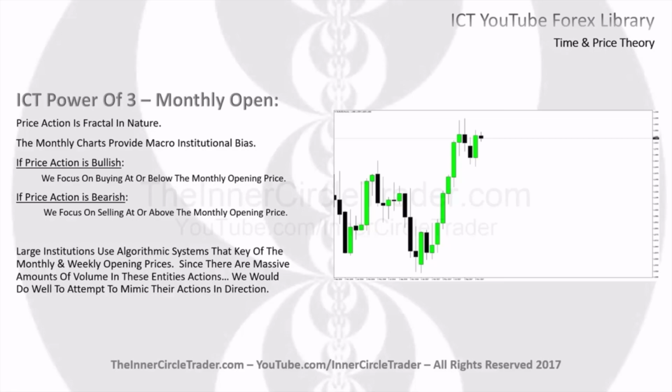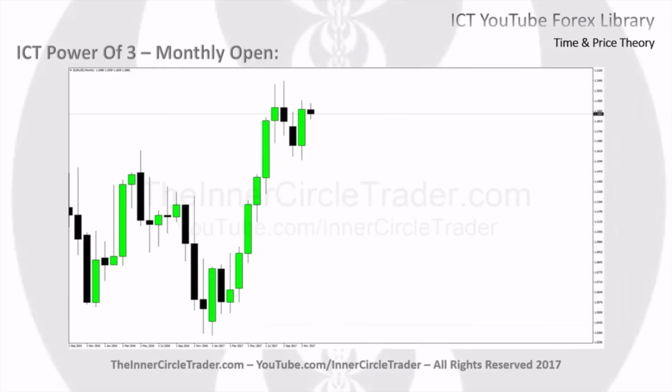Now, large institutions use algorithmic systems that key off of monthly and weekly opening prices. Since there are massive amounts of volume in these entities' actions, we would do well to imitate or mimic their actions and directional bias. So let's take a closer look at this monthly chart. This is the euro dollar. And if you've gone through my material, there's a lot of things that I teach by way of directional bias, picking a direction, sticking with a specific direction, looking for key levels, looking for key targets, looking at this sample size of price action on a monthly basis for the euro dollar.